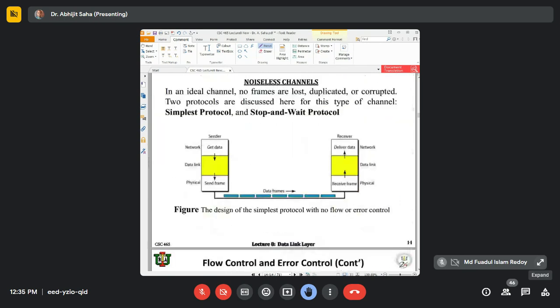From this part, we are starting with the noiseless channels, and we are starting the discussion with the simplest protocol. From the name, you can understand that this is going to be very simple. What is happening is that the sender is going to send the data.